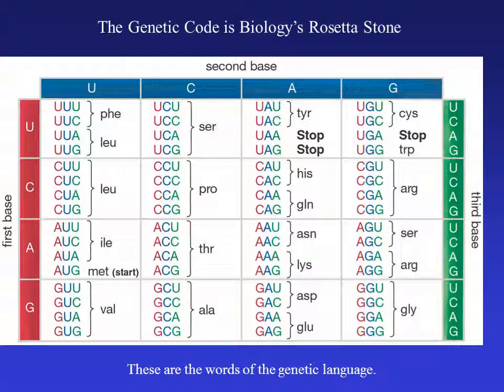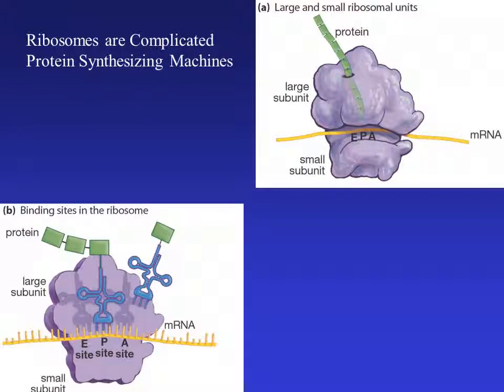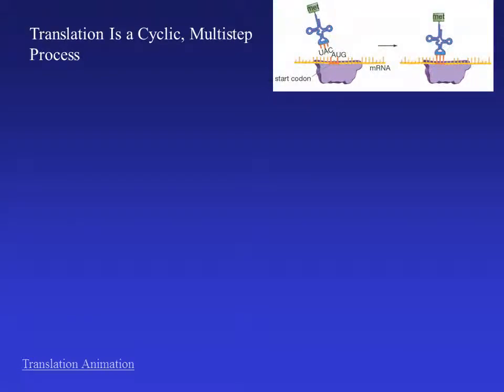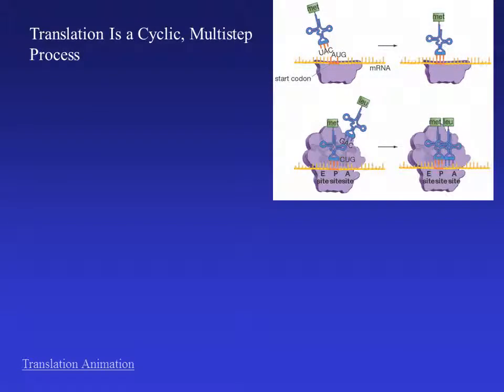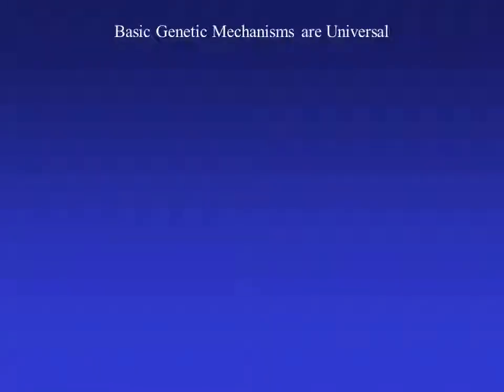Here's the genetic code, and it's basically biology's Rosetta Stone. Knowing which codon sequence matches up with which amino acid is the key to being able to read the genetic code, and we'll be talking about that a little bit later. So ribosomes are complicated proteins that are synthesizing machines, and they are the location where all this takes place. And then translation is a cyclic multi-step process where amino acid after amino acid is brought into the process, one after another. And so you can see one amino acid comes in with one tRNA, and then the next one comes in, and then the next one.